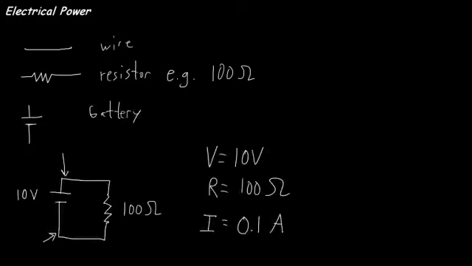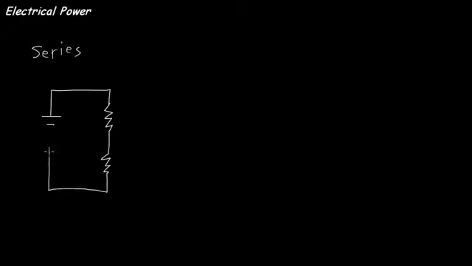Next we're going to look at how circuits change when you add multiple resistors. So first let's talk about a series circuit. So we have voltage source again, battery, and this time I'm going to have two resistors. When they're connected like this from end to end, we call that a series circuit. They're connected in series. So again, let's say I have a 10 volt battery. Let's say this resistor is 100 ohms, and let's say this one's also 100 ohms.